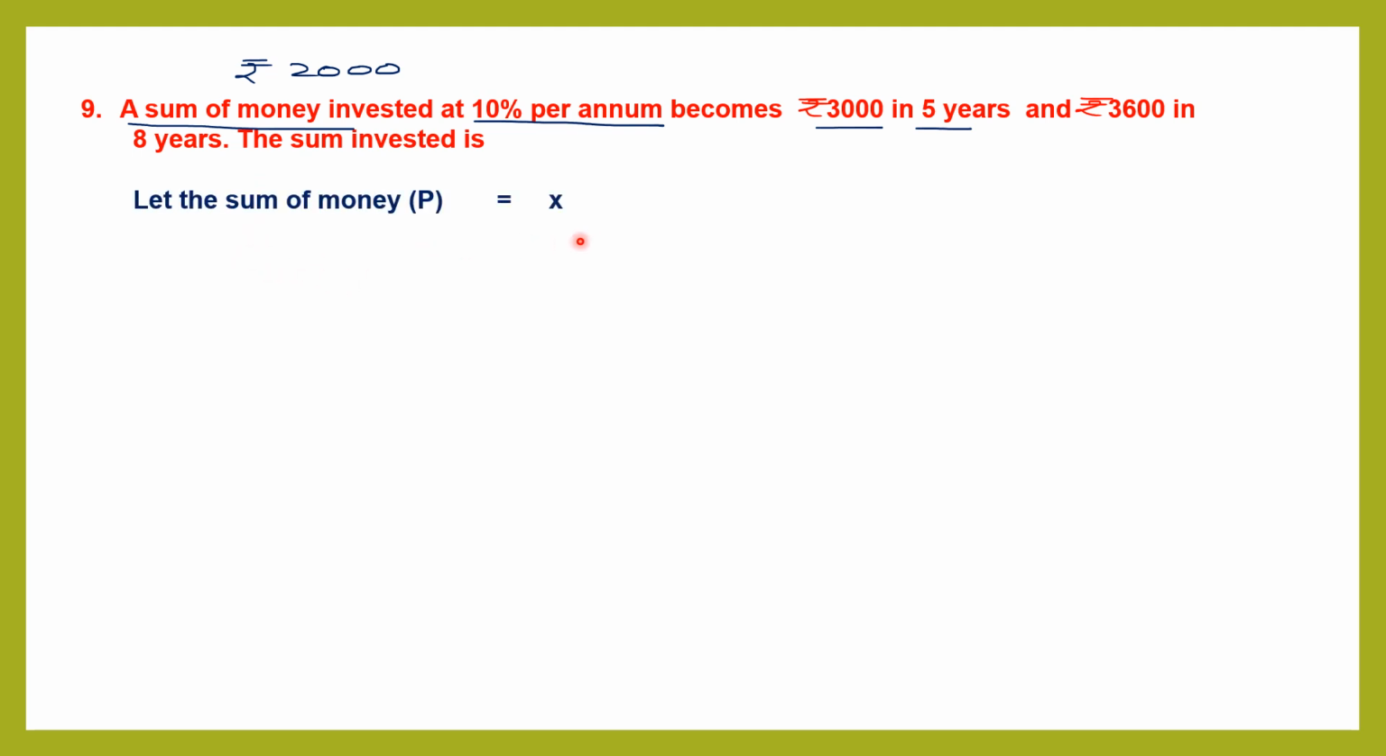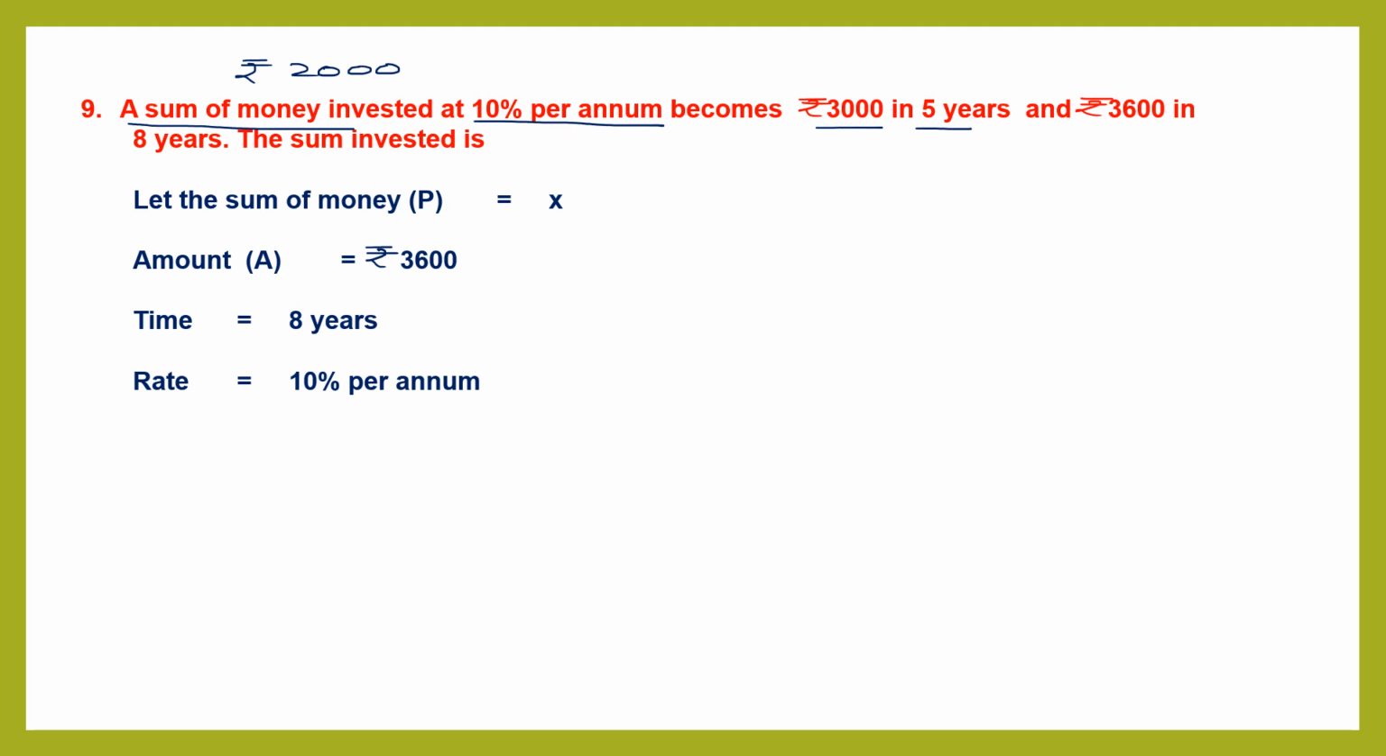So let the sum of money, the principal, be x. We don't know. We're going to work it out with this amount here. And the amount is 3600 rupees. This time is 8 years, but the rate of interest is 10% per annum. So we have the amount.